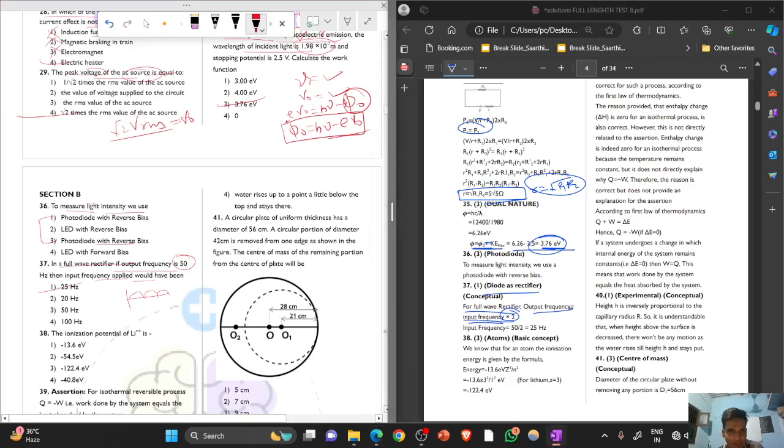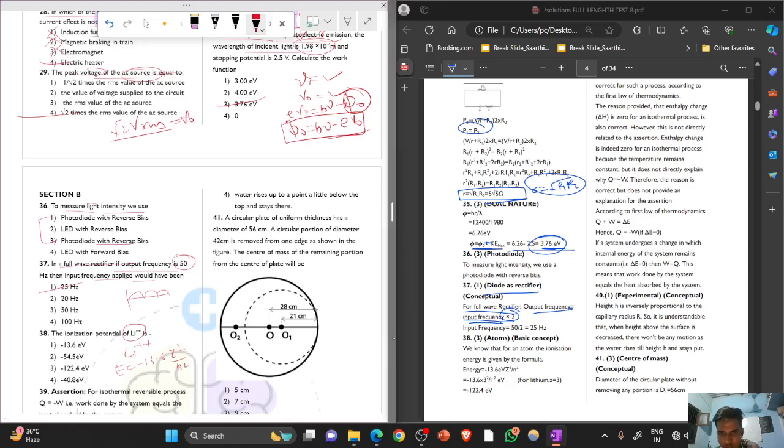Now moving ahead. Ionization potential of Li2+. It is asking about the ionization potential, meaning the amount of energy required to get an electron out of the cell. For Li2+, you just need to calculate the energy. That will be minus 13.6 Z square by n square. This will be the formula that you can use.